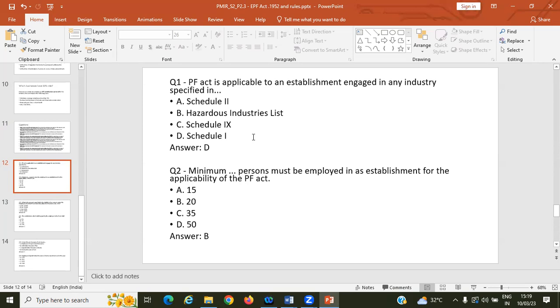This one is 20, I think we studied somewhere. 20 persons must be employed in an organization. So that is the minimum condition. If a company has 20 members altogether, based on that, the company will register under this Act. That is the minimum number of persons employed in an organization.